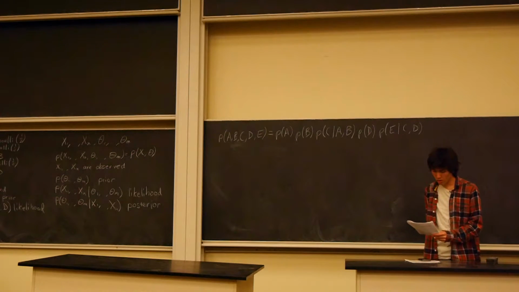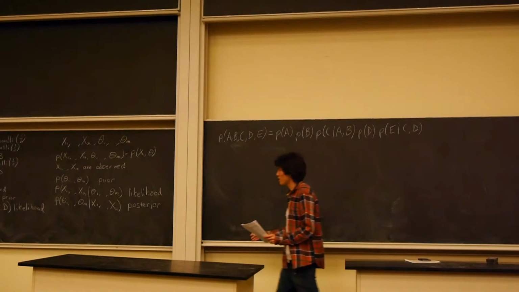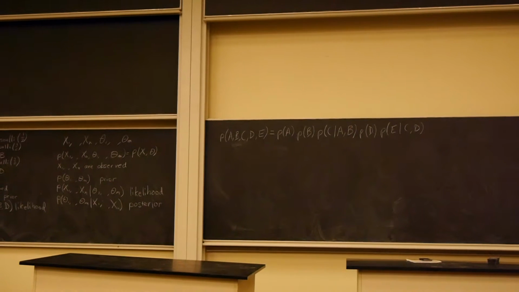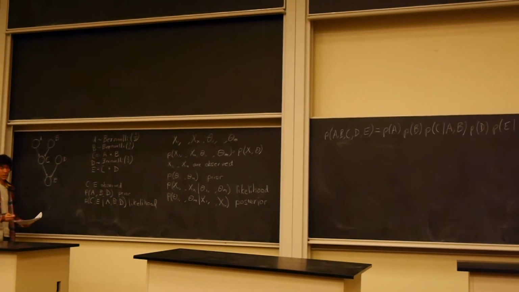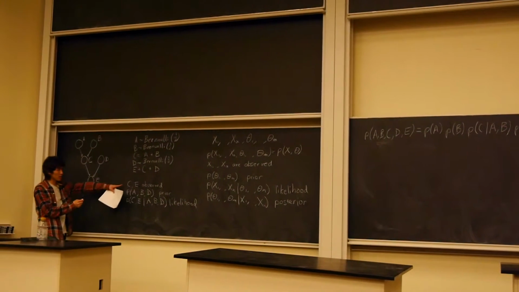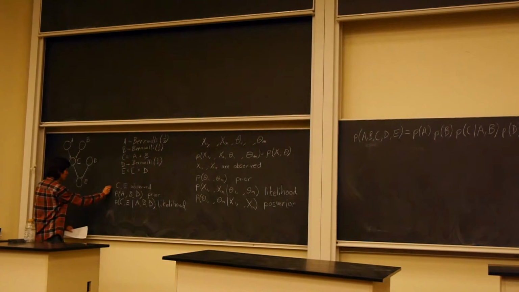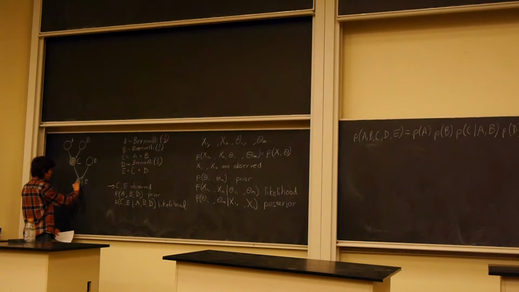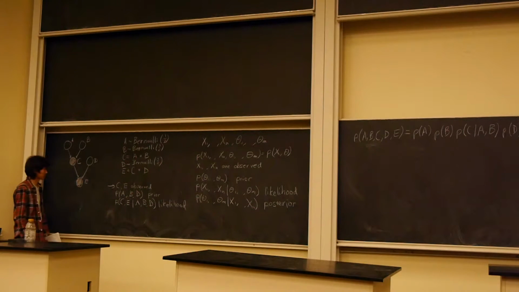Okay. So another thing I want to mention is that when you have variables that are observed, that's typically represented in the graphical model as shaded nodes. So if C and E are observed here, then I'll just shade them. That's just a common convention.